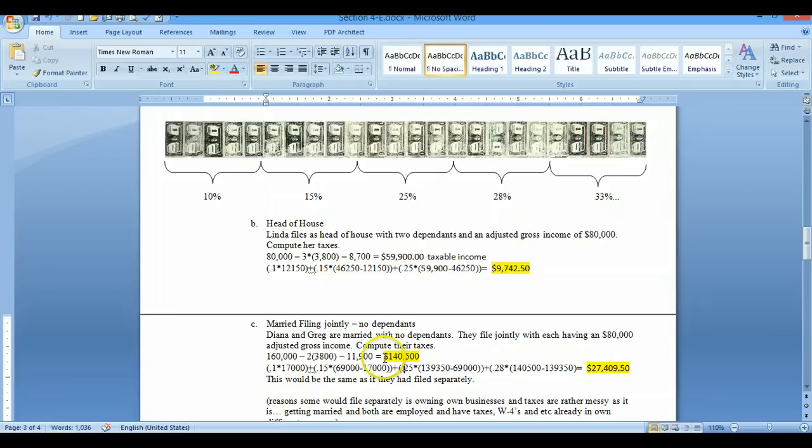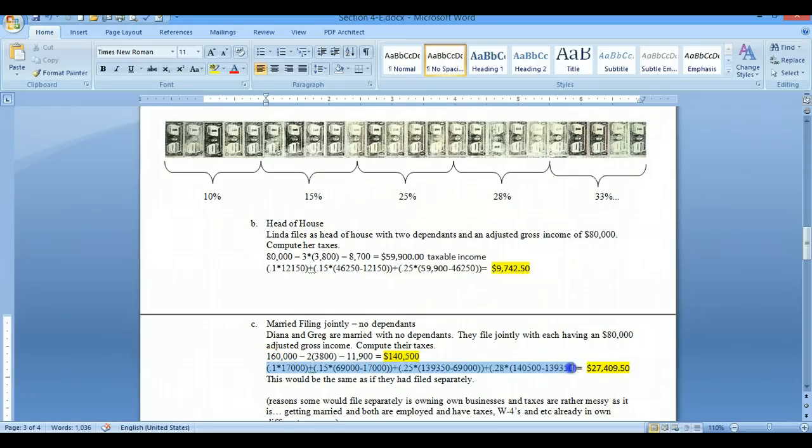Now I go just a little bit over into the next bracket. This was $139,350. They barely went over, so I'm not even going to go up and look at the next bracket because I know that I'm not very far into it. It's $140,500. Subtract the previous bracket of $139,350, and this is the 28% tax bracket.